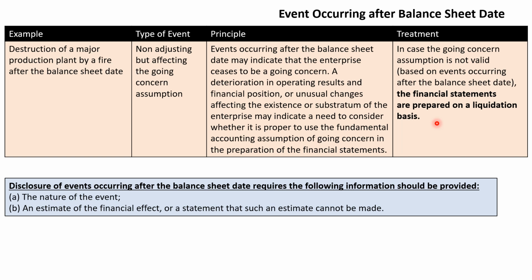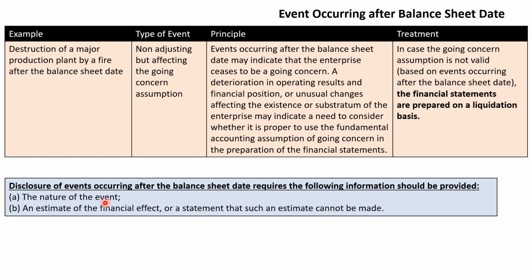Disclosure requirements. What are the disclosure requirements of the events occurring after balance sheet date? Number one, when you are disclosing it, you will have to disclose the nature of the same and the estimate of the financial effect that will have to be shown. And if you cannot make the estimate, then give a note that it is impossible to make the estimate. So number one, the nature of the event will have to be told. Number two, if possible, give the estimate of the financial impact of such event occurring after balance sheet date.